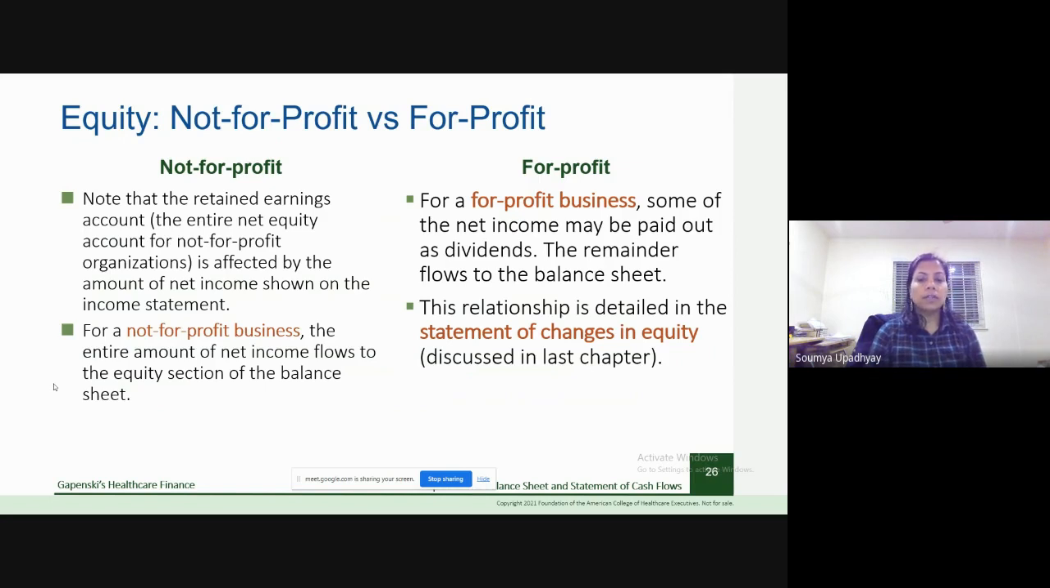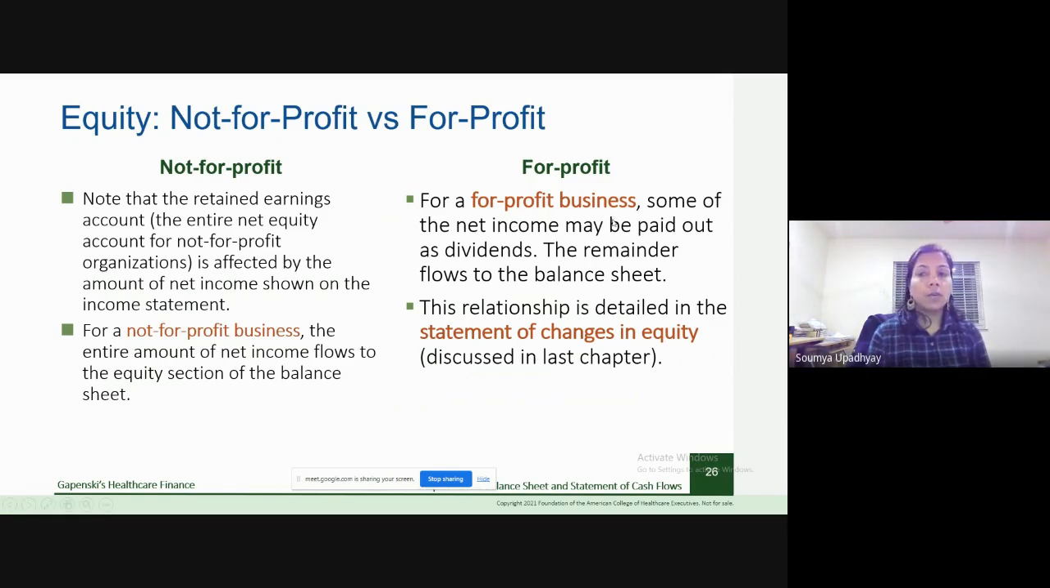So there are a couple of differences that we'll go over here. Note that the retained earnings account, the entire net equity account for not-for-profit organizations, is affected by the amount of net income shown on the income statement. Whatever net income you have generated on the income statement has to flow into the balance sheet. So for a not-for-profit business, the entire amount flows into the equity section. You don't have to pay taxes. You don't have to pay your stockholders.